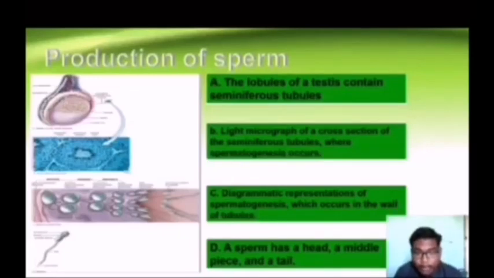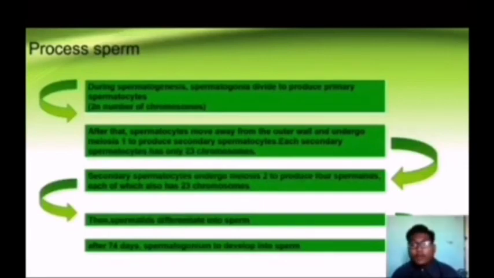Next, this is a micrograph of a cross section of the seminiferous tubule where spermatogenesis occurs. The next is the diagrammatic representation of spermatogenesis, which occurs in the wall of the tubule. Lastly, in the picture, the sperm has a head, a middle piece, and a tail. Next, I want you all to take note about the process of sperm production.